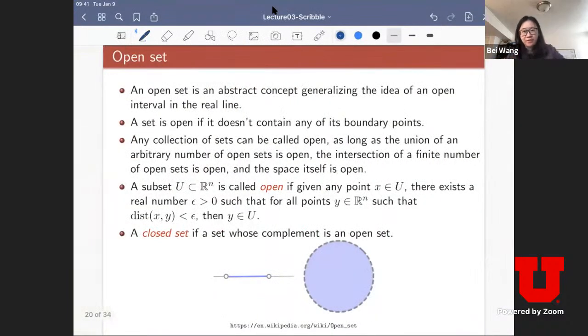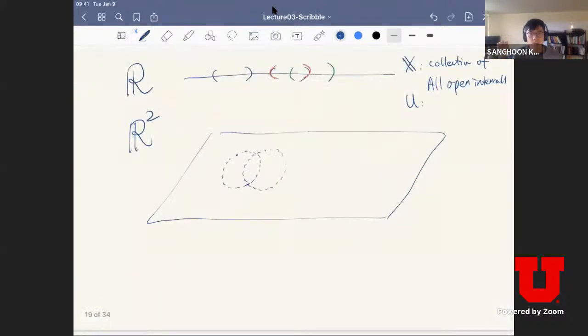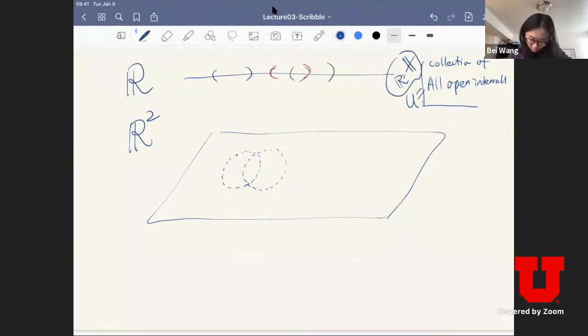So of course, I need to define what is an open set. Okay, so yes. So maybe in the previous example, X is just R. Yes, X is just R. Yeah, and then U is a collection. Sorry, let me make it clear. U is a collection of all open intervals. Yeah. And their unions.